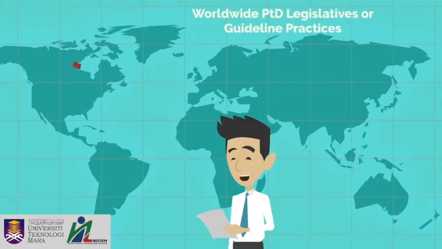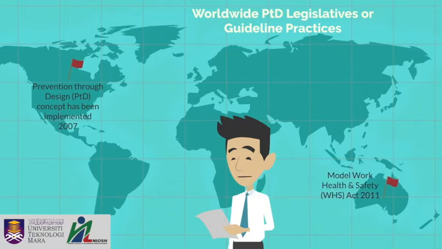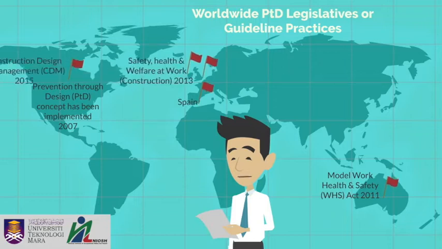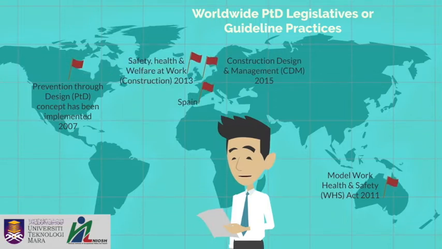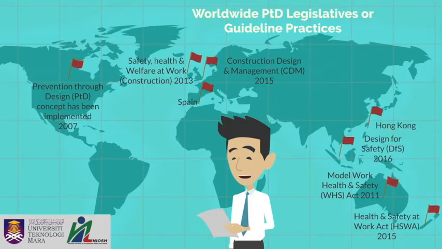For example, in the USA, the Prevention Through Design (PTD) guideline has been implemented since 2007. In 2011 in Australia with the WHS Act. In Europe, a few countries have already implemented it, such as Spain, Ireland and the UK. Also in Asia Pacific, New Zealand with the HSWA Act 2015, in Hong Kong and in Singapore, Design for Safety, DFS, is effective from August 1, 2016.